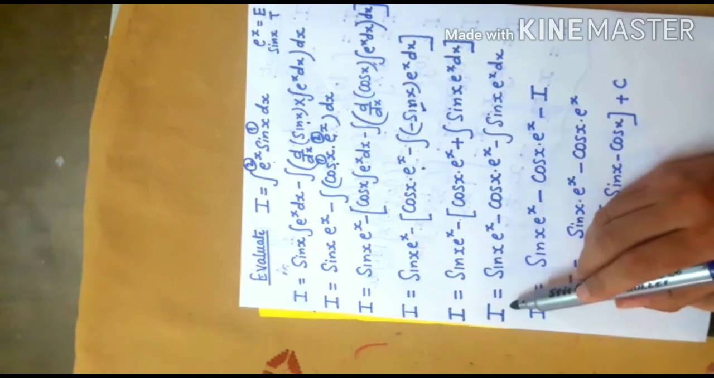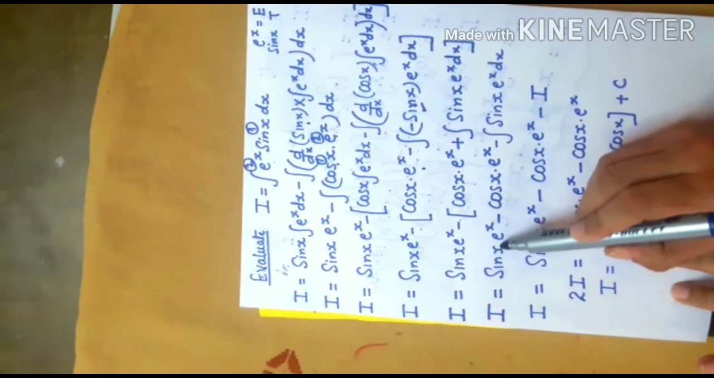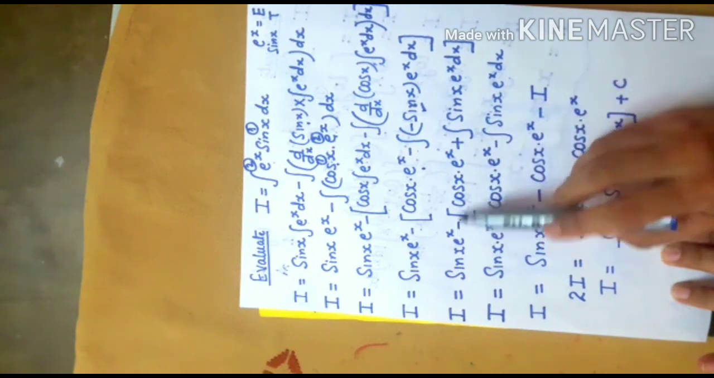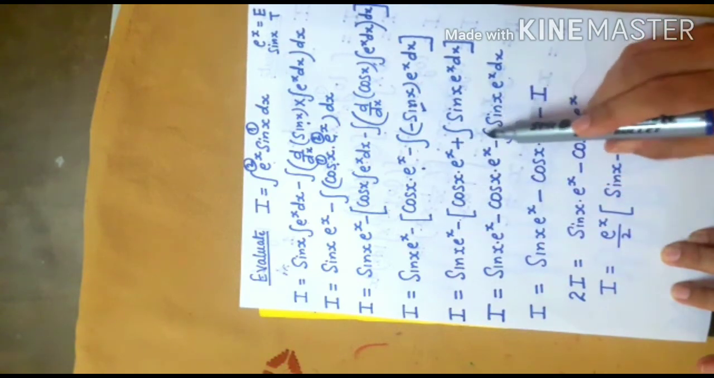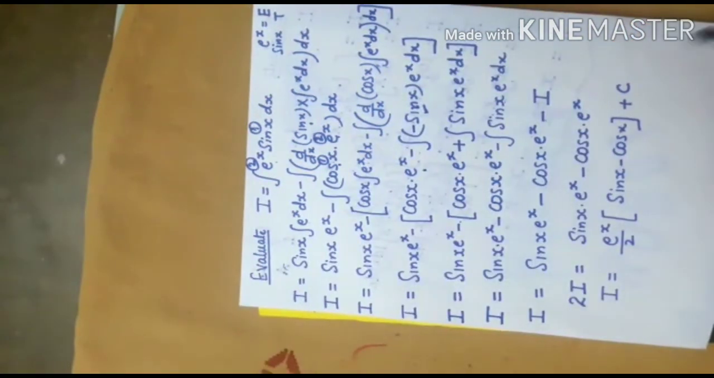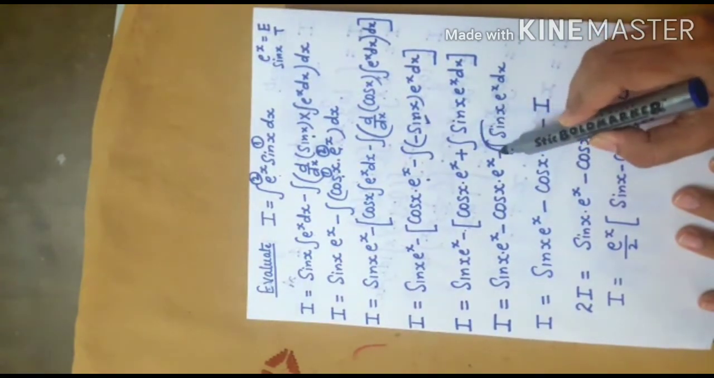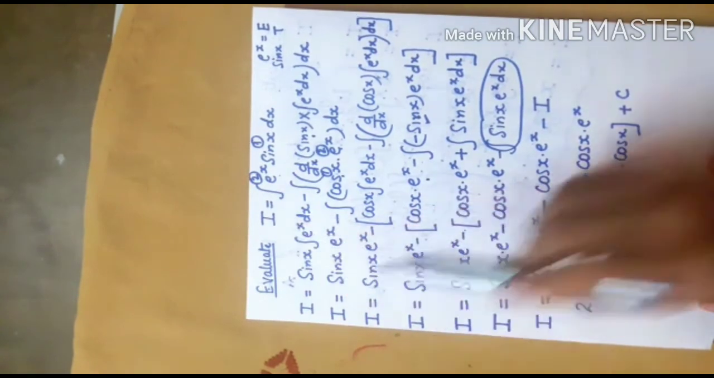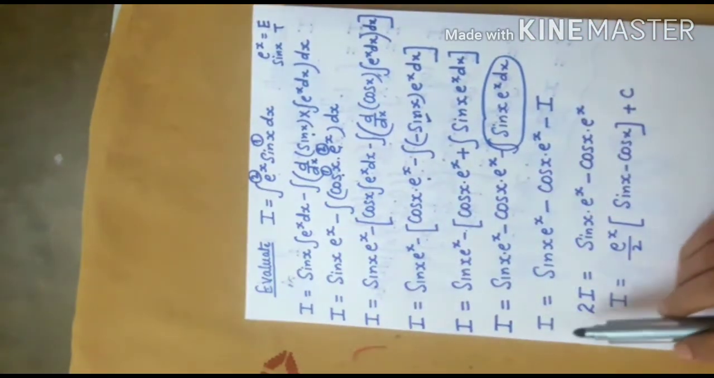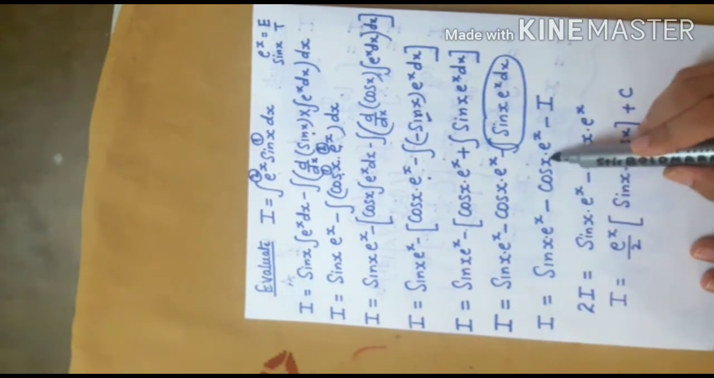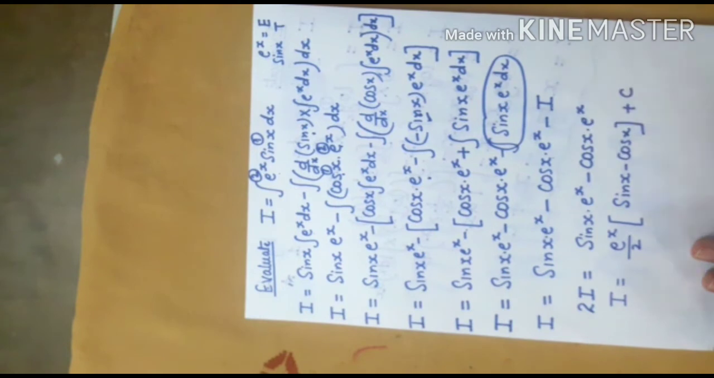I open the bracket. I will be equal to sin x into e to the power x minus cos x into e to the power x and minus sin x, integral of sin x into e to the power x dx. Now, can you see that this is the integral I? So I replace this with I. So I'll get I equals sin x into e to the power x minus cos x into e to the power x minus I. Yes, I need to find the value of I.